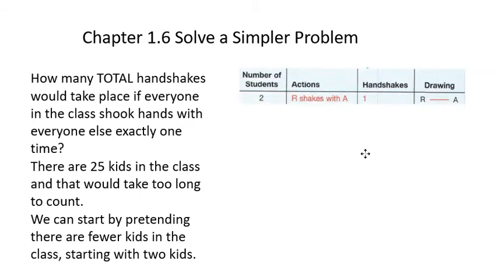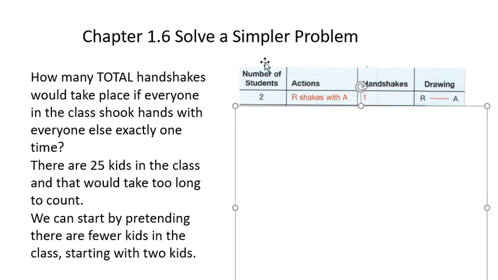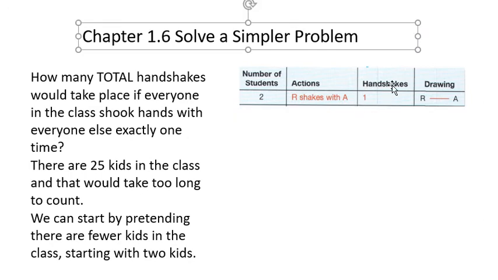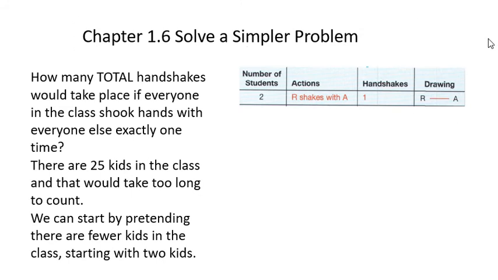So right here, I've made a chart, and I'm going to indicate the following on this chart. The number of students, in this case 2, the actions, and here we have a student named R who is shaking hands with a student named A, and we have one handshake happening, and I even made a little diagram here. So once R shakes with A, A does not have to shake with R because they've already shaken hands. So if there are only 2 students, there's only one handshake.